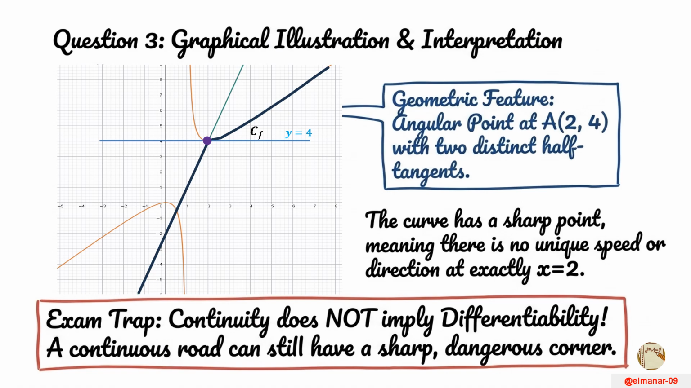This is a classic exam trap. Continuity does not imply differentiation. Think of it like a continuous road that suddenly has a sharp, dangerous corner. You can drive across it without a gap, but you have to jerk the steering wheel suddenly. Understanding this distinction is a huge milestone in your math education. Keep that sharp corner image in your mind.